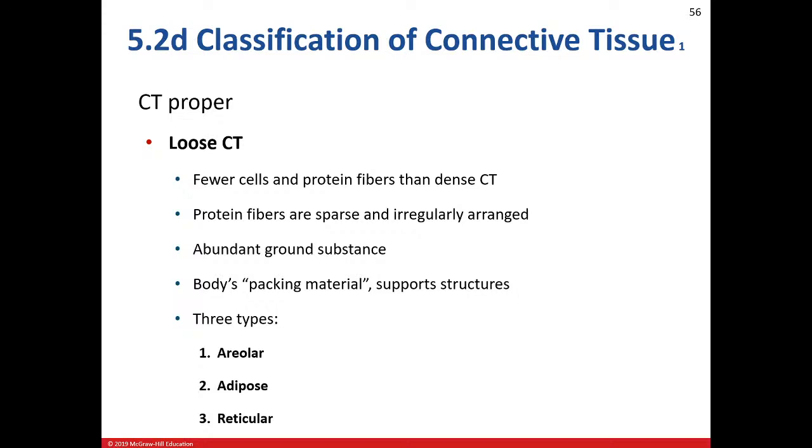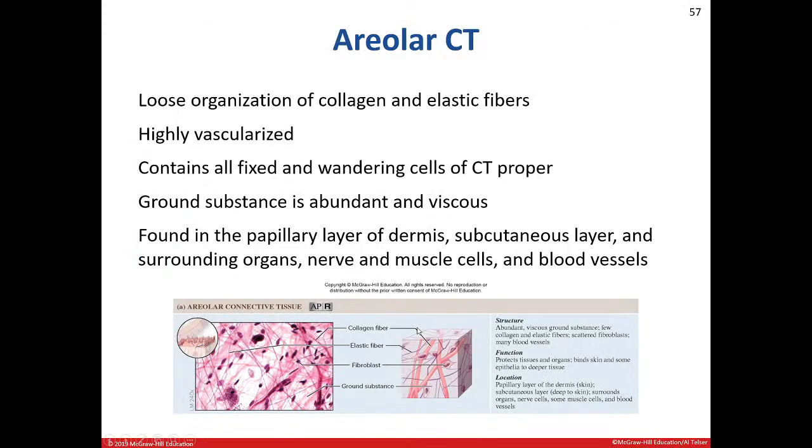All right, so connective tissue proper. This includes loose connective tissue, which has few cells and protein fibers, fewer than in the dense connective tissue anyway. We see the protein fibers are going to be sparse, meaning even the fibers are pretty spaced out, and they're irregularly arranged. And they have abundant ground substance. They are the body's quote unquote packing material, and they support structures. There are three types of loose connective tissue. We have areolar, adipose, and reticular connective tissue.